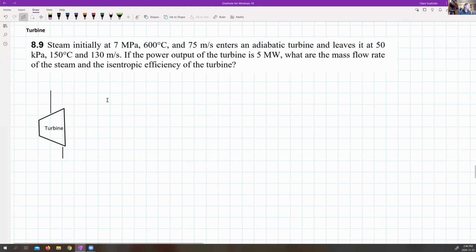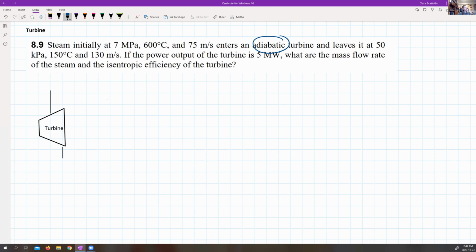All right, so this is question 8.9, and it's about a turbine. We're told that steam, initially at 7 MPa, 600 degrees C, and 75 meters per second, enters an adiabatic turbine. That's an important piece of information. We're told that the turbine is adiabatic. And it leaves it at 50 kPa, 150 degrees C, and 300 meters per second.